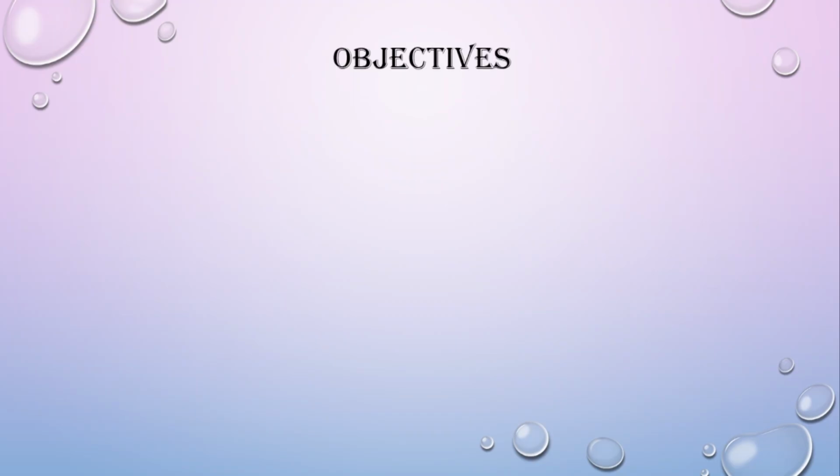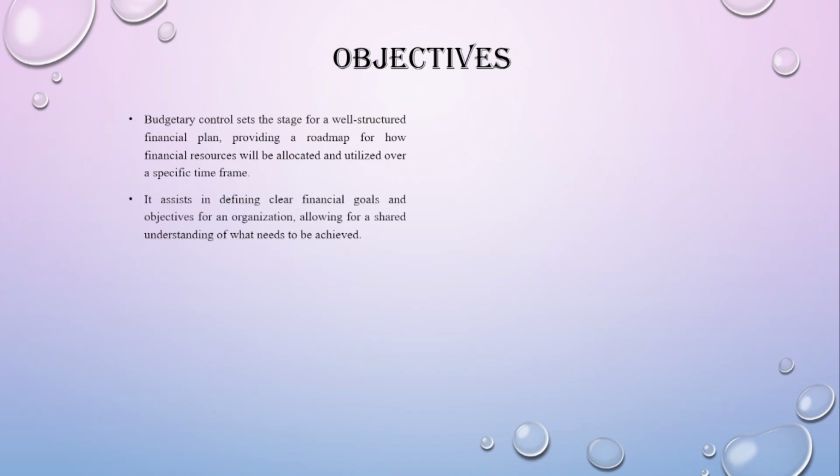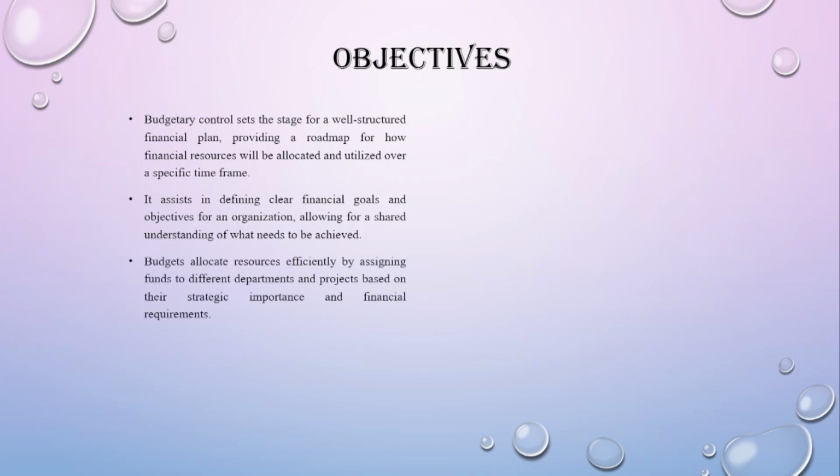What are the objectives of budgetary control? First of all, budgetary control sets the stage for well-structured financial plans, providing a roadmap for how financial resources will be allocated and utilized over a specific time frame. Secondly, it assists in defining clear financial goals and objectives for an organization, allowing for a shared understanding of what needs to be achieved. Thirdly, budgets allocate resources efficiently by assigning funds to different departments and projects based on their strategic importance and financial requirements.